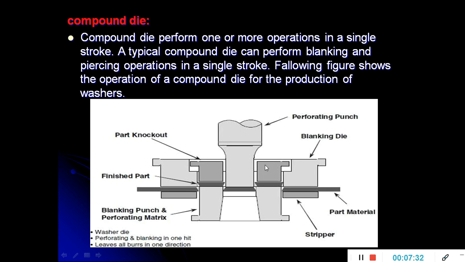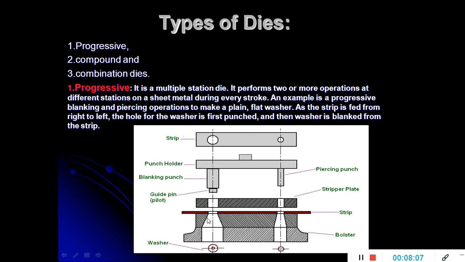So here the compound die consists of a perforating punch, die block or a blanking die, and the blanking punch. So one blanking punch, one blanking die, right, and the perforating punch. So here in the compound die, one or more operations are going to be performed in a single operation. That is, piercing and blanking is done in a single operation. What about the progressive die? The piercing is done here, the blanking is done here, okay, with the help of two different punches.